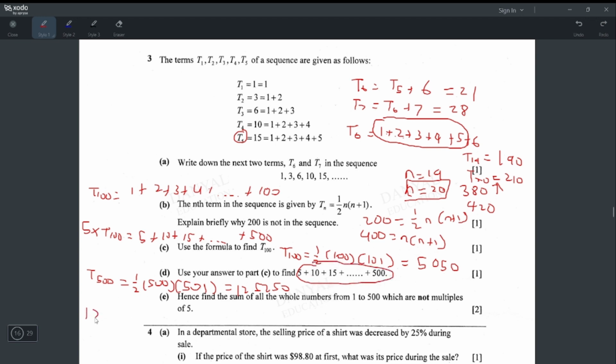So the final answer should be 125,250 minus the answer we got in part D, which is 25,250. And that is just 100,000.